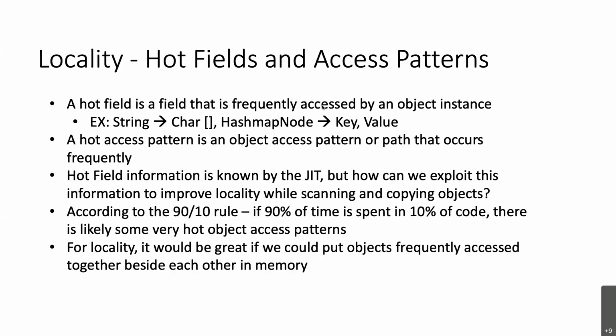Hot field information currently is known by the JIT, and there are some usages that we make of this information, but how can we exploit it and improve locality while scanning and copying objects in Scavenger? According to the 90-10 rule, if 90% of the time is spent in 10% of the code, there are likely some very hot object access patterns that we could exploit. Looking at locality, it would be great if we could have frequently accessed objects beside each other in memory, which will likely reduce cache misses.